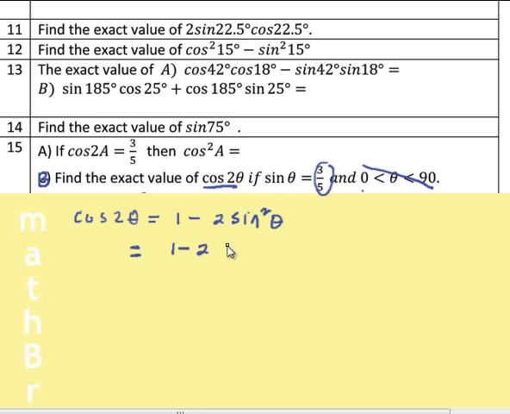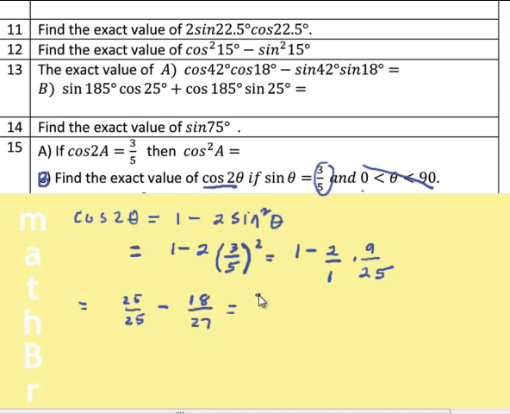So let's look at that. 1 minus 2 times 3 over 5 squared. So we have 1 minus 2 over 1 times 9 over 25. Let's change that 1 to 25 over 25, so we can combine our fractions, minus 18 over 25. And so we have 7 over 25.